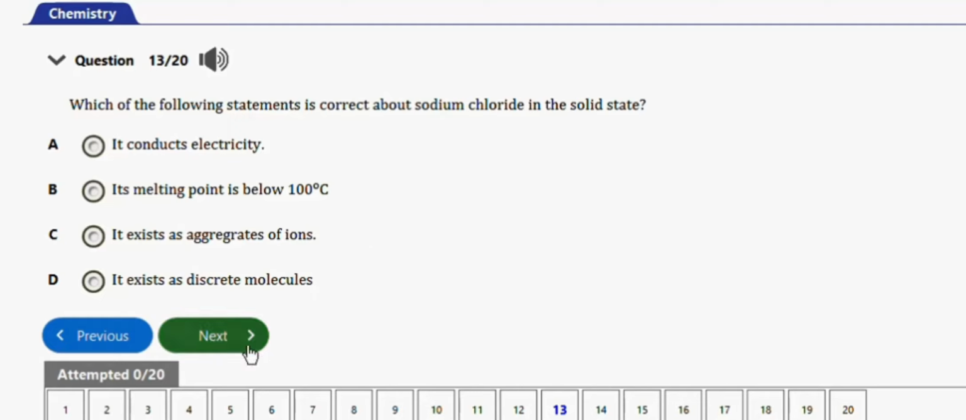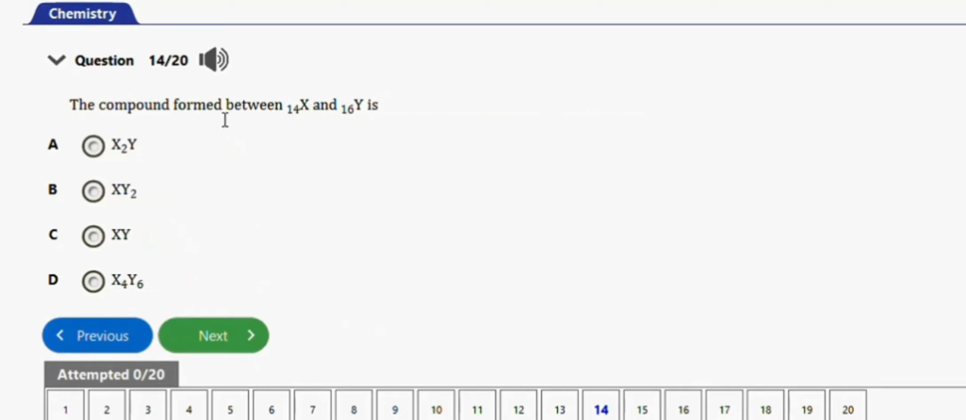The next question will be this one. It says the compound formed between this and this is, so this is silicon and this is sulfur. So looking at what we have here, you can deduce that the right compound formed will be option B. Alright, so that's it for this question.